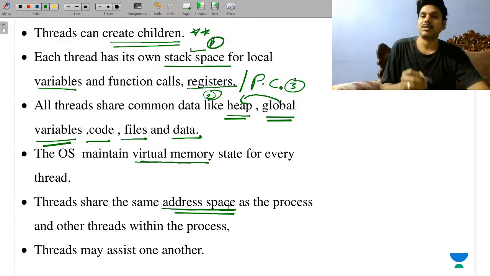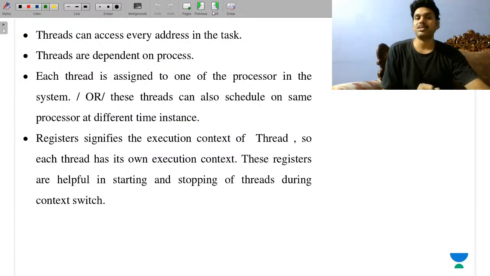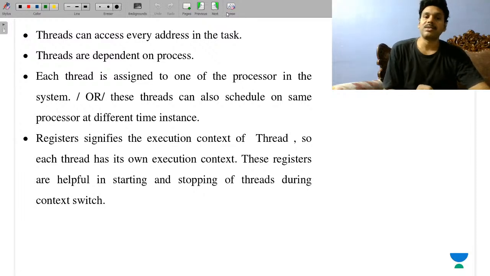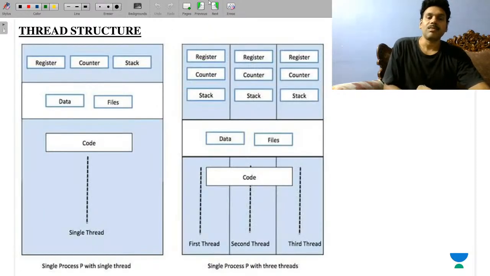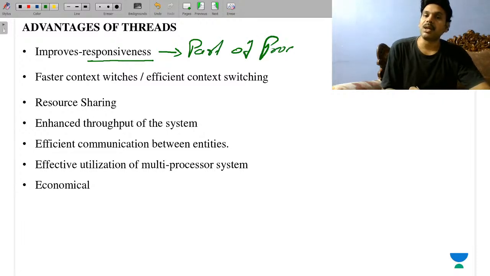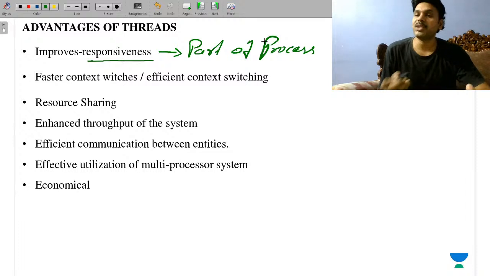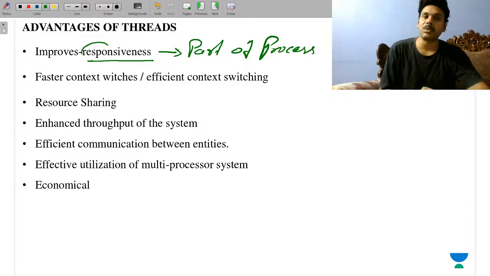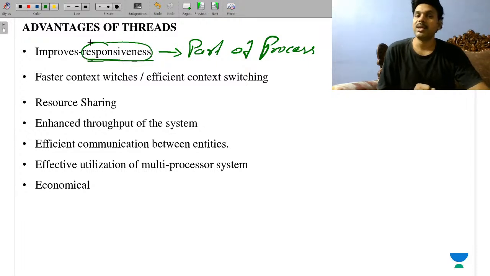So a thread shares the address space. And now see, what are the advantages of threads? The advantages of threads are like this. Responsiveness, very fast responsiveness. Why is it very fast? Because a thread is nothing but part of a process. So instead of executing the complete process, we execute only half or a quarter part of the process. When you are executing a quarter part of the process, then the response time is much decreased. That means responsiveness is increased.